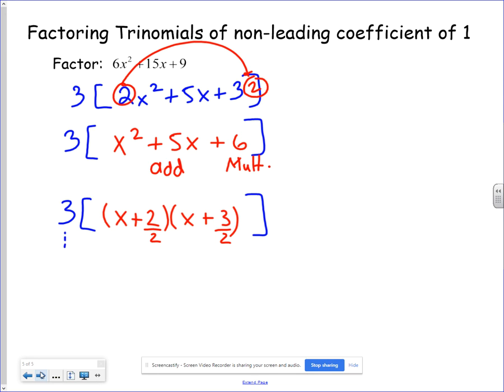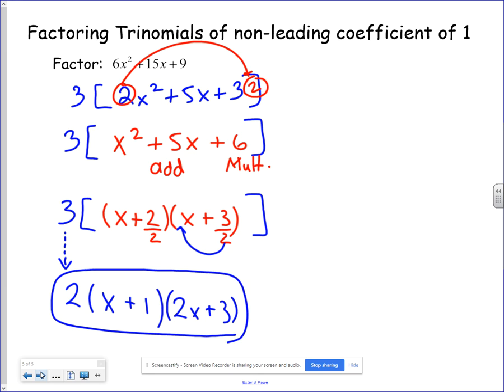So we've got our GCF that we pulled out in the beginning. And then 2 divided by 2 is 1. So we get the quantity x plus 1. 3 divided by 2 can't be reduced. Don't write it as a decimal either. So we've got to take the denominator of the fraction and move it to in front of the x. So we get the quantity 2x plus 3 here. So here are my factors of this expression up there.